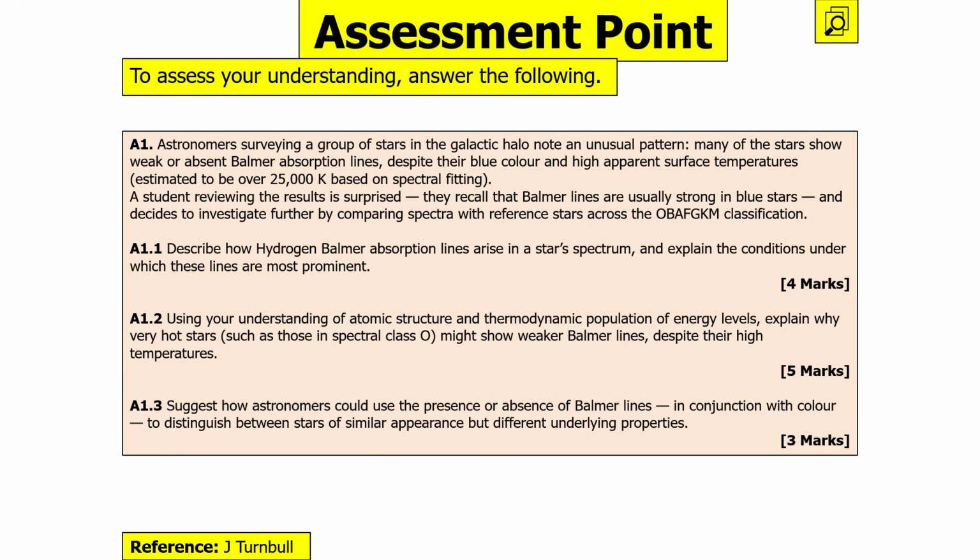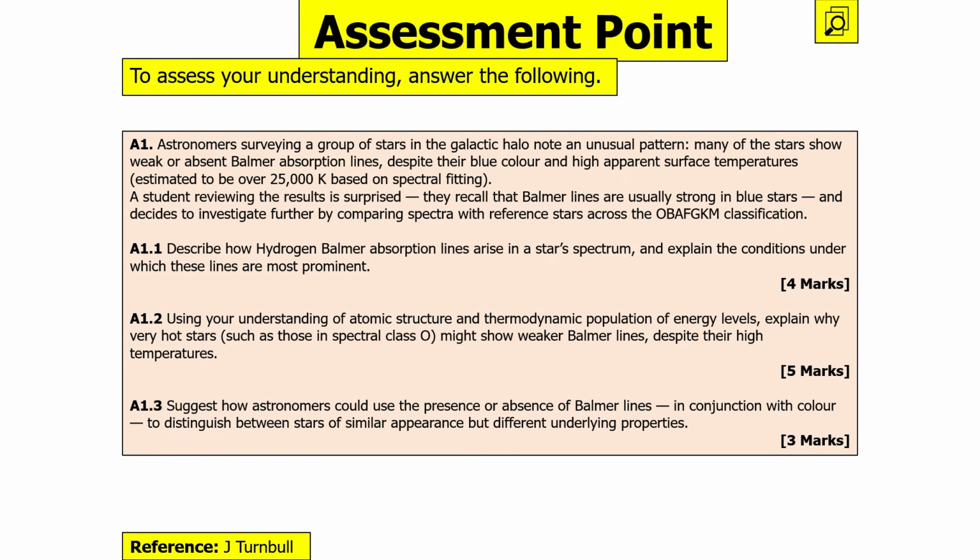Astronomers surveying a group of stars in the galactic halo note an unusual pattern. Many of the stars show weak or absent Balmer absorption lines despite their blue colour and high surface temperatures. A student reviewing the results is surprised. They recall that Balmer lines are usually strong in blue stars and decide to investigate further by comparing the spectra with reference stars across the stellar classification.